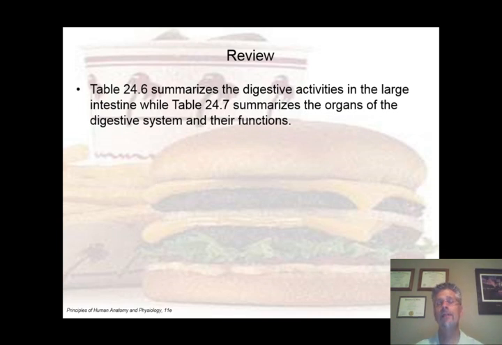But definitely as you're going through this, pay attention to the tables and the figures in your textbook, whichever textbook it is, because those are where we really summarize the important points about the digestive system, the important organs, about what they do, etc.